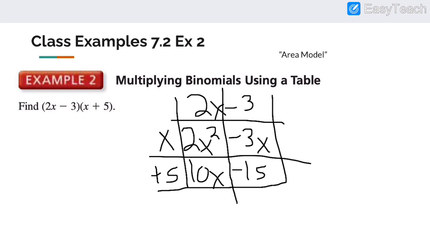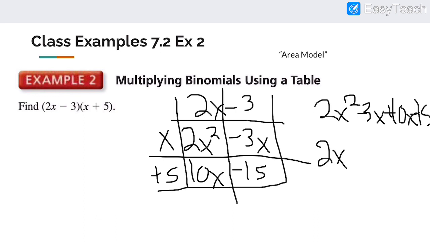Now we're going to list all 4 of the inner pieces that we just multiplied. We're going to list them together and then see if we can combine any like terms. So this becomes 2x squared minus 3x plus 10x minus 15. We know that negative 3x and positive 10x can be put together, so our final one here can become 2x squared plus 7x minus 15.